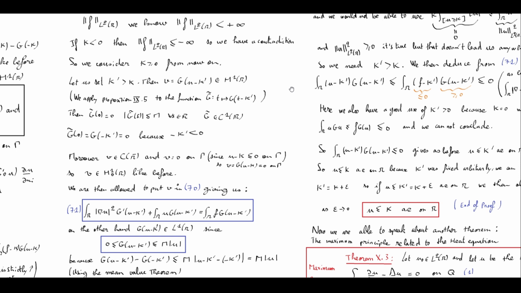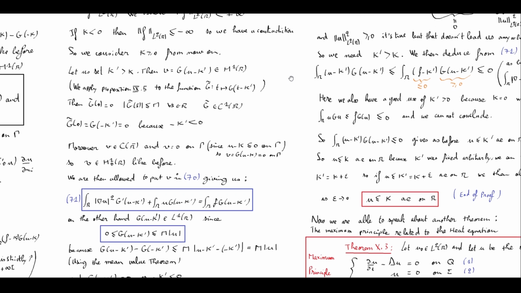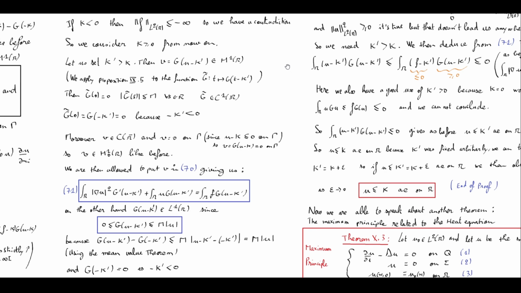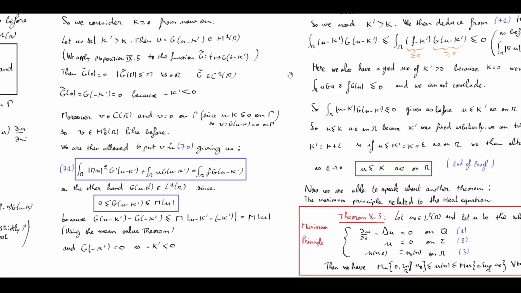Then g tilde 0 equals 0, the derivative is bounded, and g tilde is in C1 on R. g tilde 0 equals g of minus k prime equals 0 because minus k prime is strictly negative. Moreover, v is continuous on gamma and v equals 0 on gamma, since u minus k is negative on gamma, so v equals g of u minus k equals 0 on gamma. So v is in H1_0 of omega like before. We are then allowed to put v in 70, giving us the equality 71.